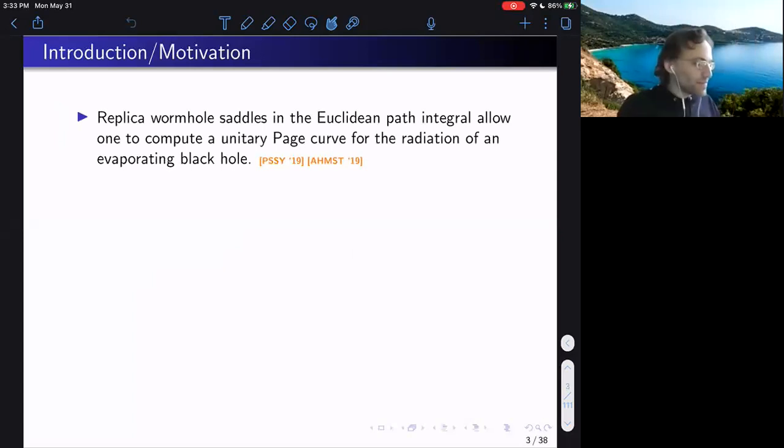So I guess our discussions about dynamical end-of-the-world branes and JT gravity started roughly after these two papers came out on replica wormholes, the East Coast paper and the West Coast paper. The basic message of these papers is that replica wormhole saddles in the Euclidean path integral can allow one to compute a unitary Page curve for the radiation of an evaporating black hole.